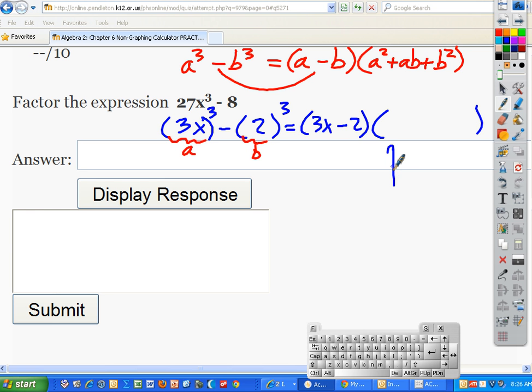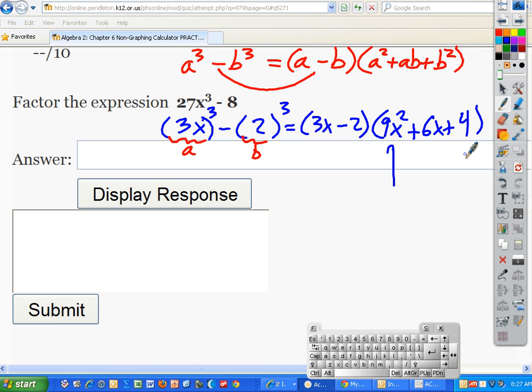What's a squared? Say it again. 9x squared, because I'm squaring the whole thing. 3x squared is 3x times 3x. That gives us back 9x squared, plus a times b, 3x times 2, 6x, and then plus b squared, plus 4. That make sense?